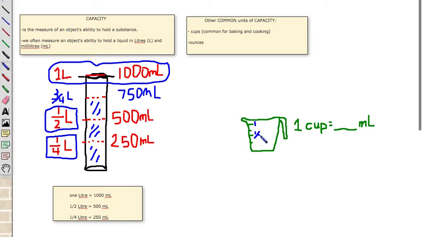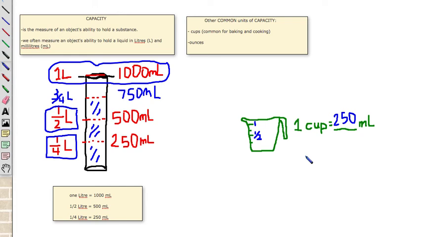So I wanted to relate this tool that we often use, because 1 cup, 1 proper measuring cup for us is 250 milliliters.